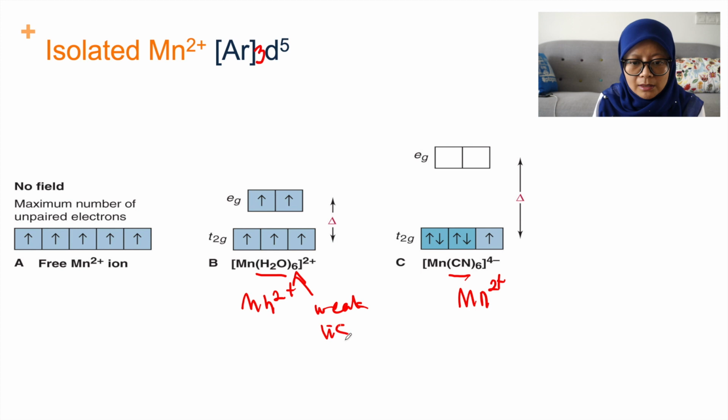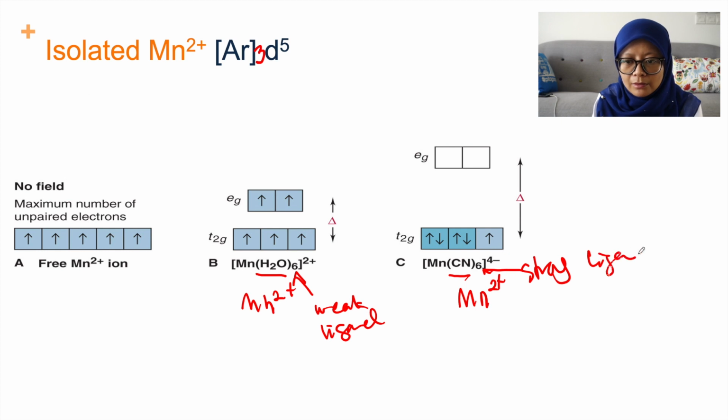Okay, weak ligand, and then here we have strong ligand. Weak ligand usually will form a high spin complex, while the strong ligand usually will form a low spin complex. So when you have a weak ligand, most of the time the delta here will become smaller, while if you have the presence of a strong ligand, usually it will form a large value of delta.